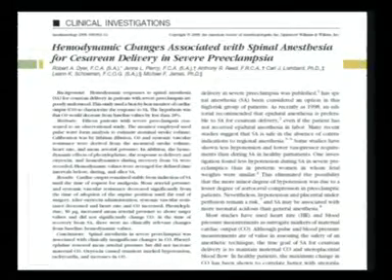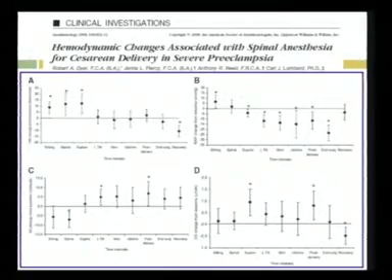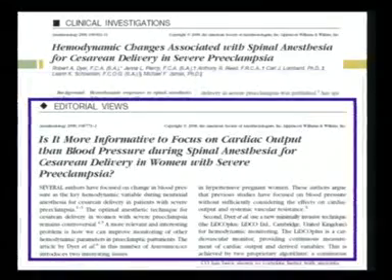Now, in this article, the authors tried to study the various hemodynamics after giving spinal to eclamptic patients, and what they found was that there was a modest fall in the high blood pressure, no vasopressors were given, and there was a substantial increase in the stroke volume and cardiac output in the pre-eclamptic woman after giving the spinal. So it was accompanied by an editorial, and the editor said that perhaps it's high time that we start concentrating on the cardiac output rather than the blood pressure after giving the spinal to eclamptic women.